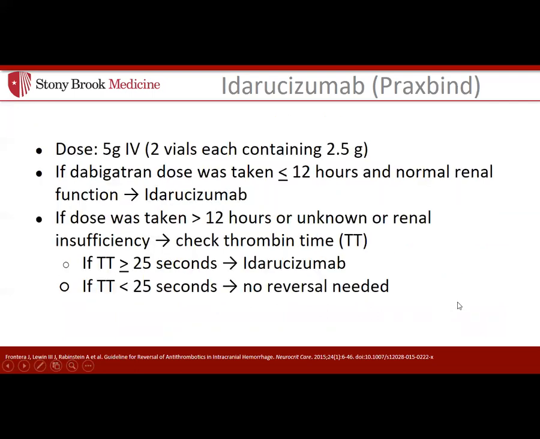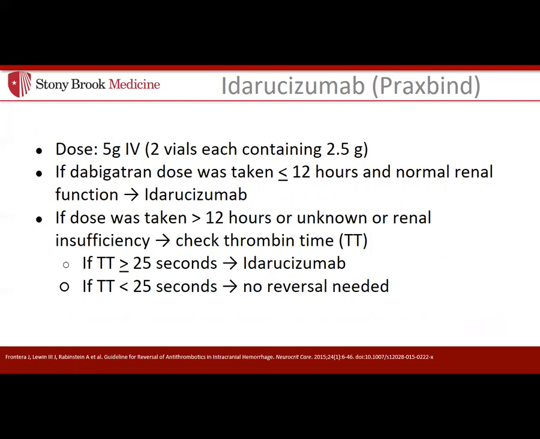So in terms of dosing, the patient's going to be getting 5 grams IV. And in terms of when to give it, it comes down to the dose that they're taking and where their renal function's at. So if the dose was taken less than 12 hours ago and they have normal renal function, this is an indication to give the idarucizumab if they come in with a bleeding episode.